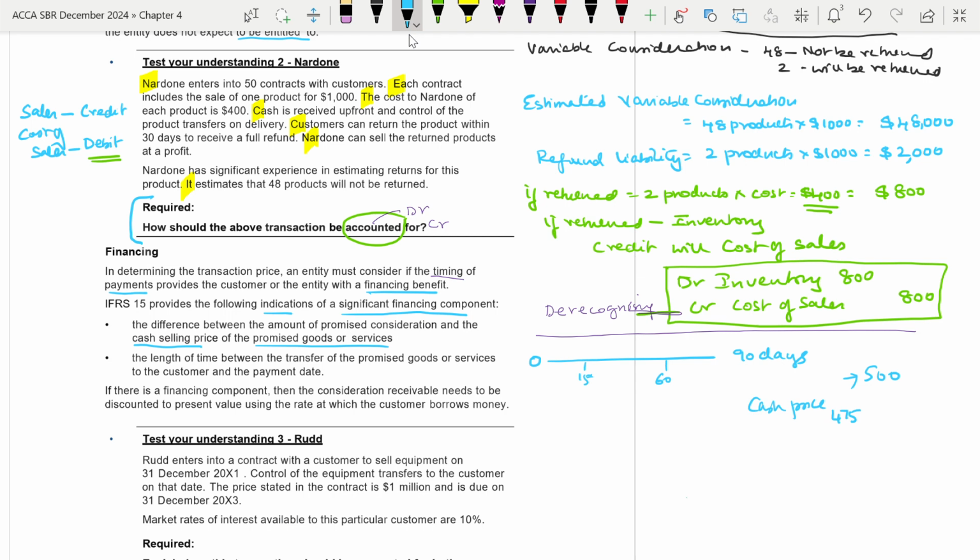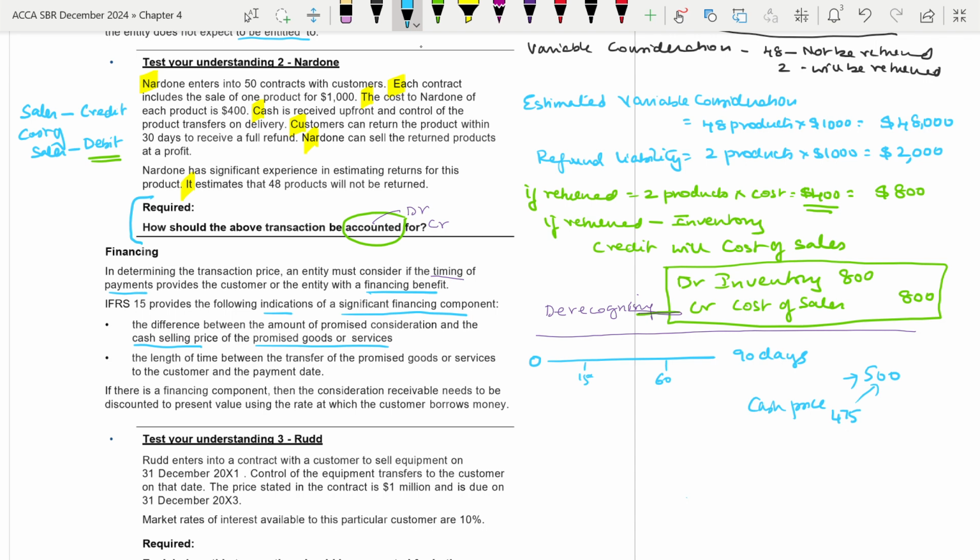The value will be 475. If you are not paying cash, what will happen? The value will be 500. If you are paying by credit card, you will pay after some time, say after 90 days, and we don't know what that time period will be. They will not get cash immediately. They will get cash after some time. That is the importance of the cash selling price.